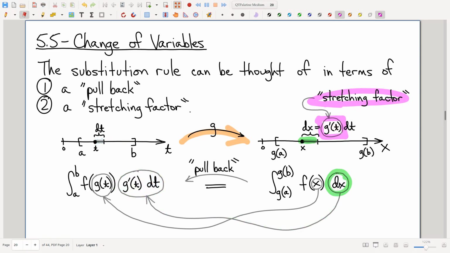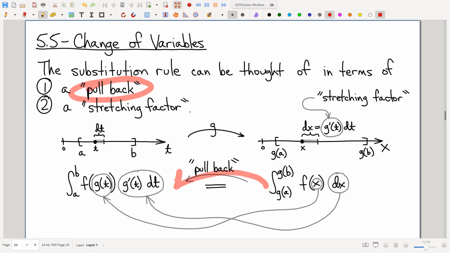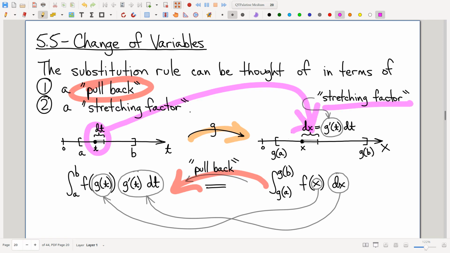And again, I know you know change of variables, and I know this seems like a weird point of view on change of variables. Okay, so big points. The idea of a pullback, that the expression is going to go backwards through the function you set up, and the idea of a stretching factor, that this little piece gets stretched out by some amount to turn into this bigger piece of area over there, or piece of length over there.